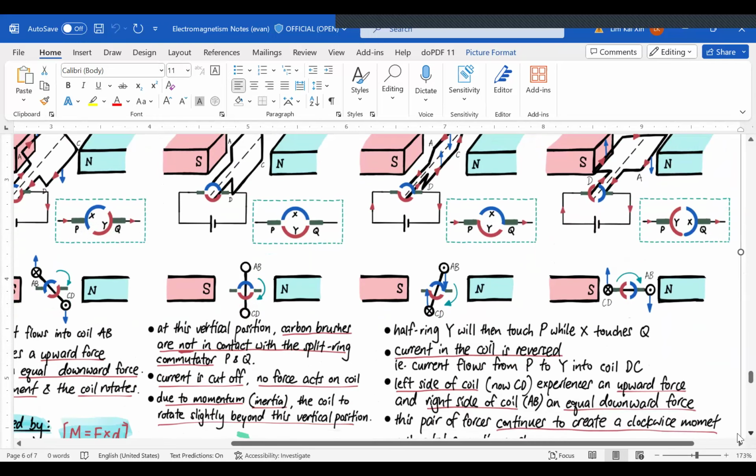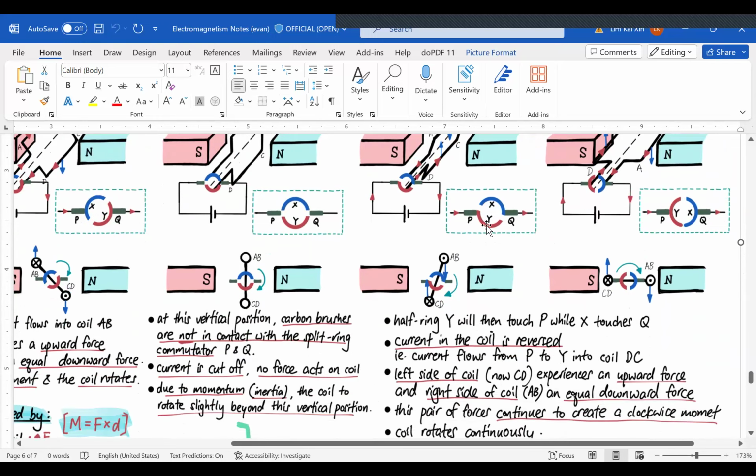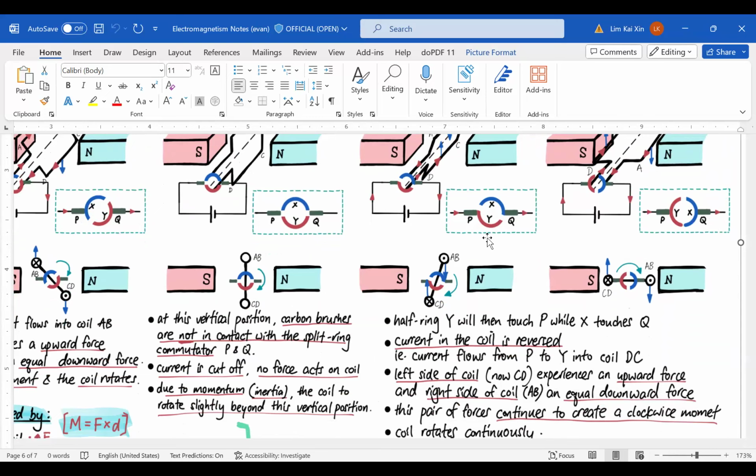Okay, so it says that the half ring Y will now touch P, X will touch Q. The current in the coil is reversed. Just now the current was flowing from AB to CD. Now the current is flowing from DC to BA. So ABDC changed to DCBA. So the current has reversed.